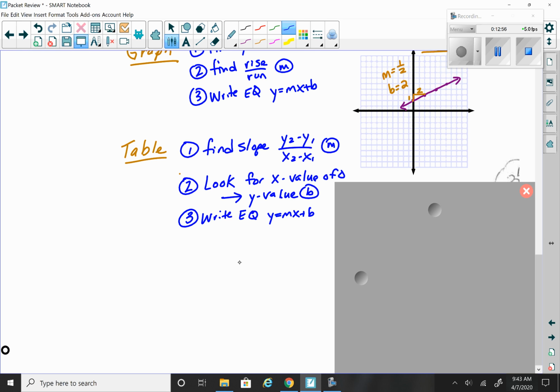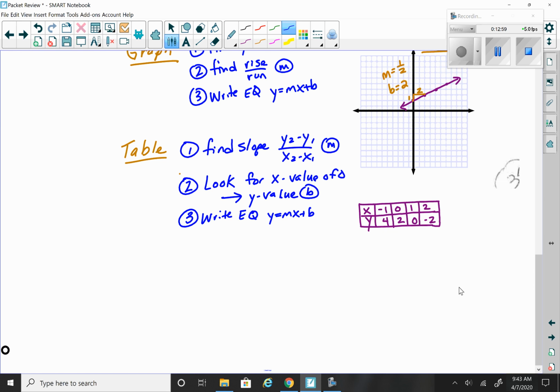So I'm going to show you a picture of a table. There's a little table I made, and I want to try to write the equation for this table. Again, the first thing you're going to do is find your slope using your slope formula. So I'm going to say that -1 is my x1, 4 is my y1, 0 is my x2, 2 is my y2. And I'm going to go ahead and plug the numbers into my slope formula. So y2 minus y1, 2 minus 4, over x2 minus x1, 0 minus -1. Well, 2 minus 4 is -2. 0 minus -1, remember those cancel out, that's really 0 plus 1, which is 1. So this gives me a slope of -2.